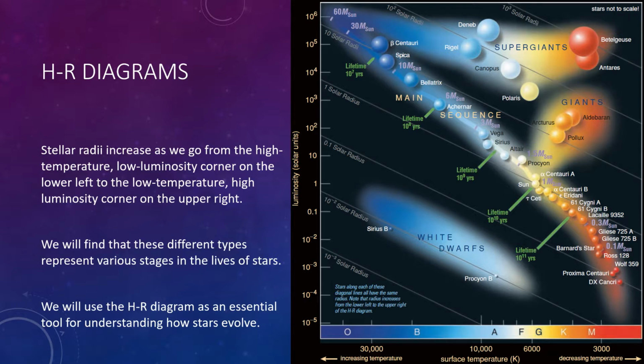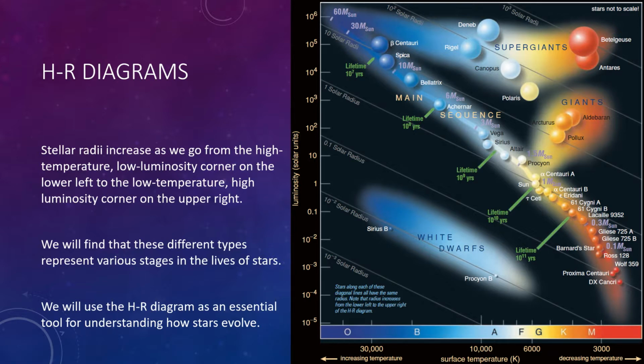The HR diagram also provides direct information about stellar radii, because a star's luminosity depends on both its surface temperature and its radius. If two stars have the same surface temperature, one can be more luminous than the other only if it is larger in size. Stellar radii therefore must increase as we go from the high temperature, low luminosity corner in the lower left to the low temperature, high luminosity corner in the upper right. So these diagonal lines are showing you the radius of stars. So radius increases as you move from bottom left to top right, which makes sense. You're going from dwarfs up to giants and supergiants.